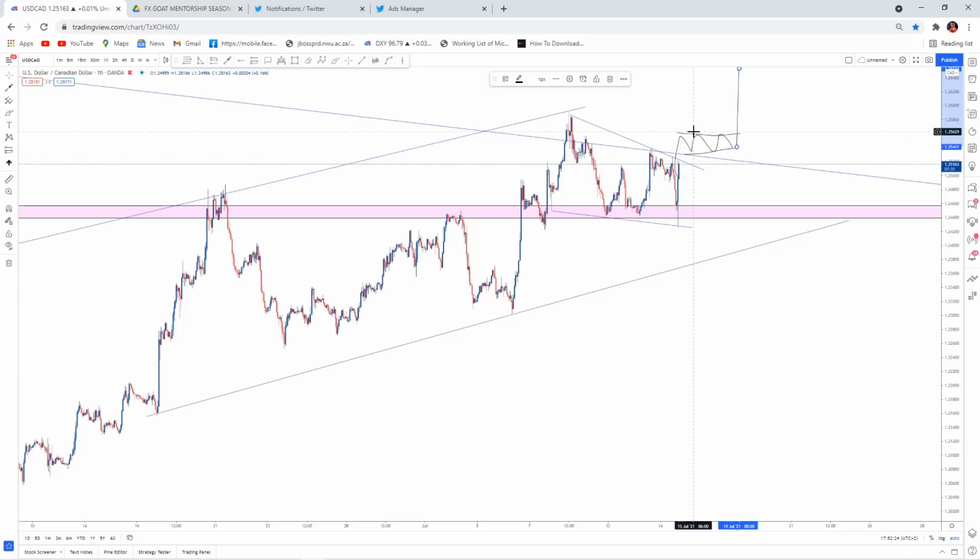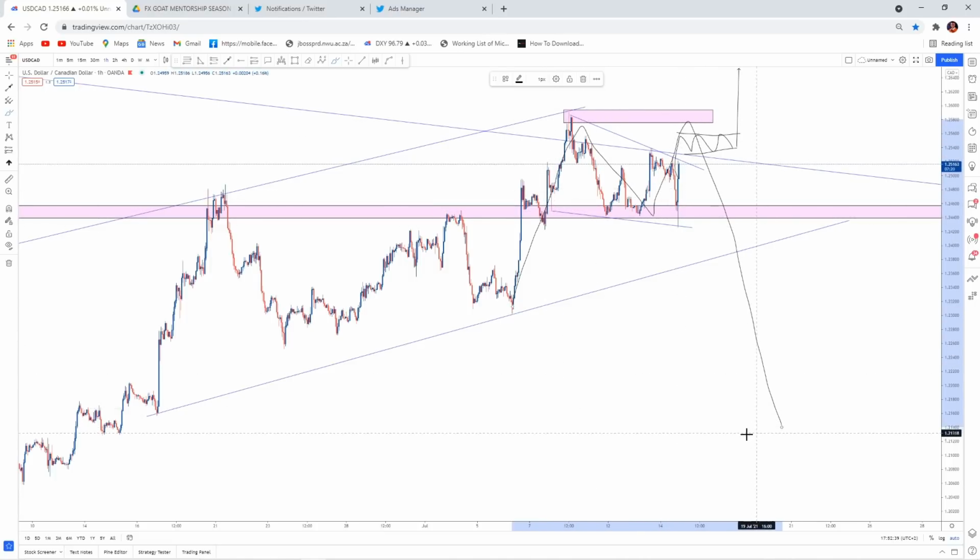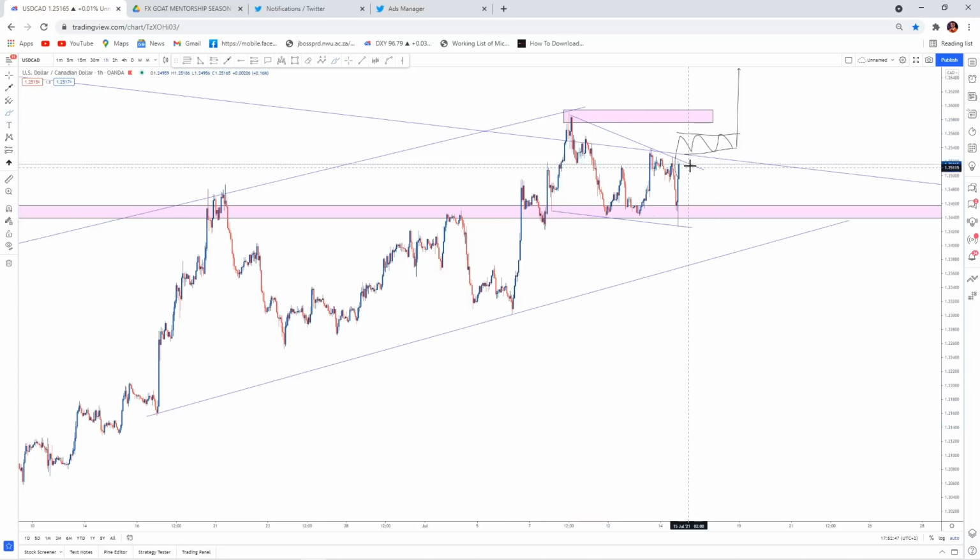Because if it does a smaller version of a correction, I already know there's a possibility that it's going to turn here to create a double top type formation, which is going to look like this: 1, 2, 3, and drop down, right? So this was a possibility if it doesn't create a large version of a correction. But if it does create a large version of a correction, I know it's building up enough momentum to actually break out of this structure and turn this area into support again before it continues to the upside. So it's two options.